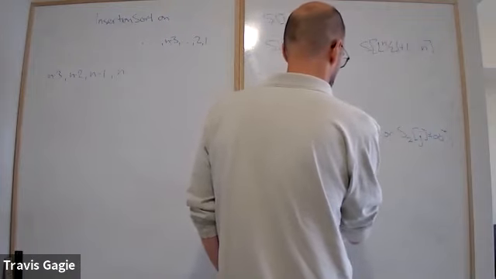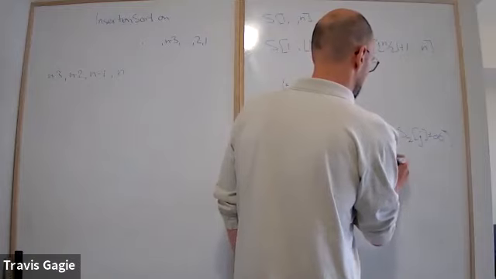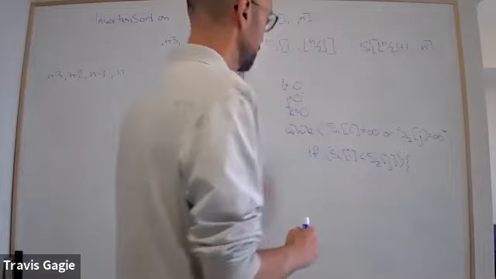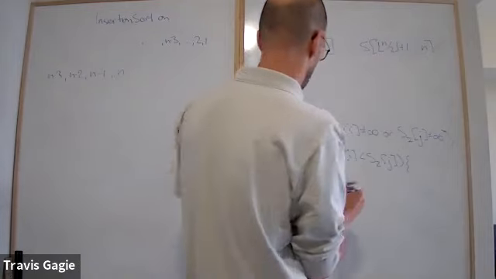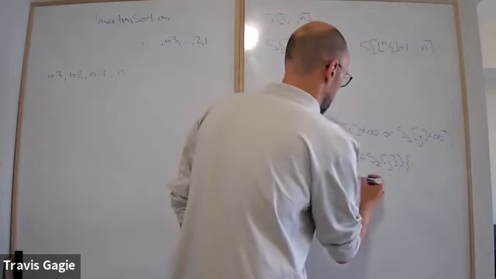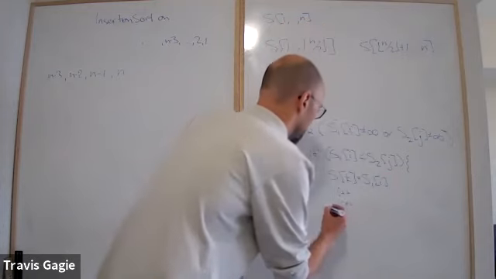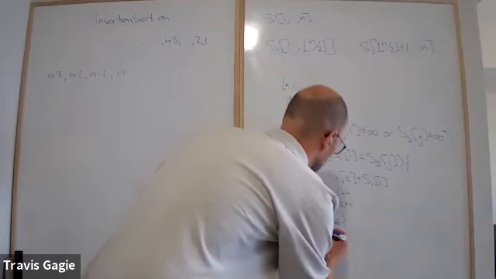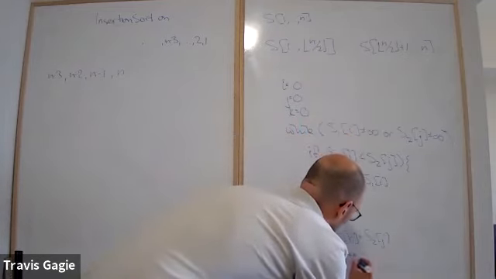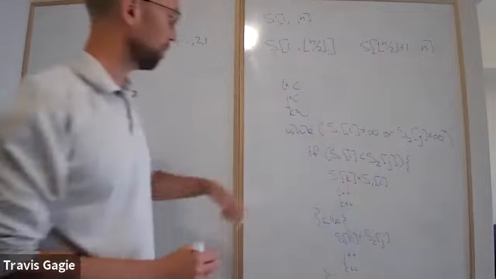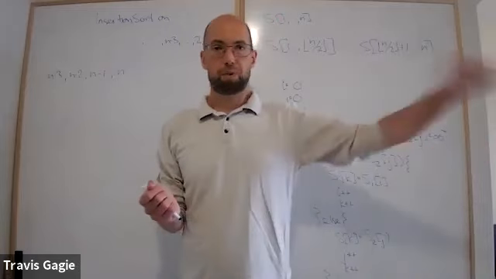If S1[i], there might be a mistake in this, I haven't actually tried it, is less than S2[j], then S[k] equals S1[i], i++, k++. This is going to come up in the next lecture when we discuss some other stuff. And then else, S[k] equals S2[j], j++, k++. End if and end while. So it's just saying, okay, look at the two numbers and take the one that's smallest and put it in the output array.